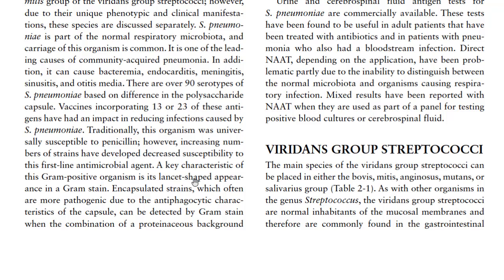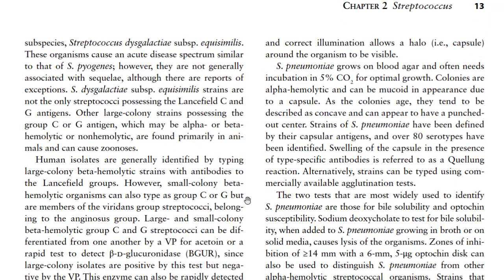A key characteristic of this gram-positive organism is its lancet-shaped appearance in a gram stain. Capsulated strains, which often are more pathogenic due to the antiphagocytic characteristic of the capsule, can be detected by gram stain when the combination of proteinaceous material and the correct illumination allows a halo capsule around the organism to be visible.